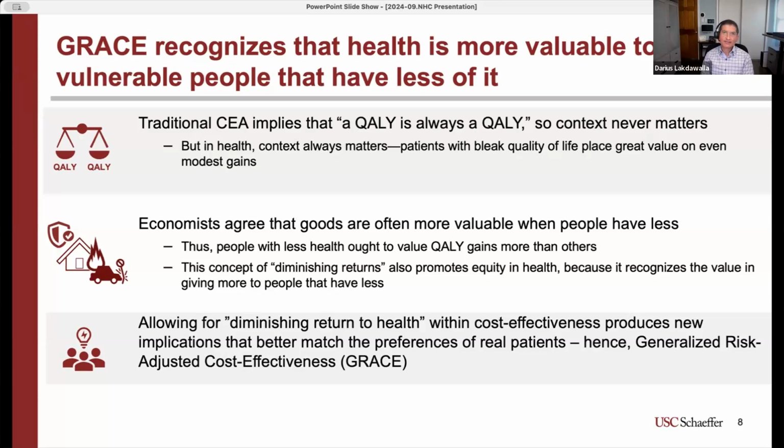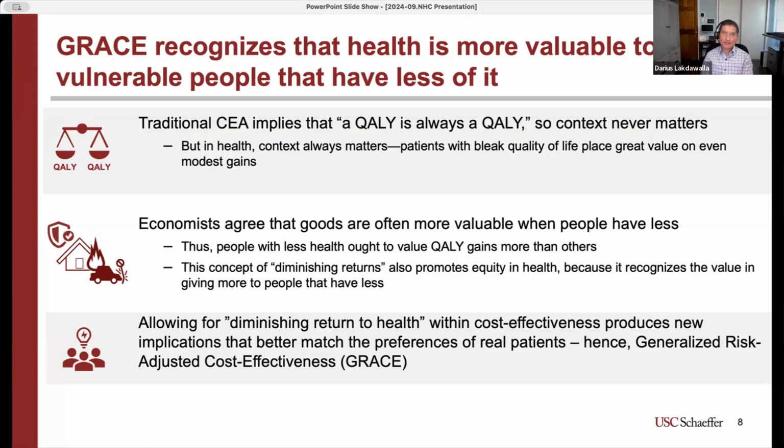That's notable because diminishing returns is a force for the protection of people who have less, for vulnerable people. And as such, it also promotes equity because it recognizes there's value in giving more to the people that currently have less. So moving people closer together is intrinsically valuable. When we allow for diminishing returns to health within cost effectiveness, there are a number of new implications that arise that better match the preferences of real patients.